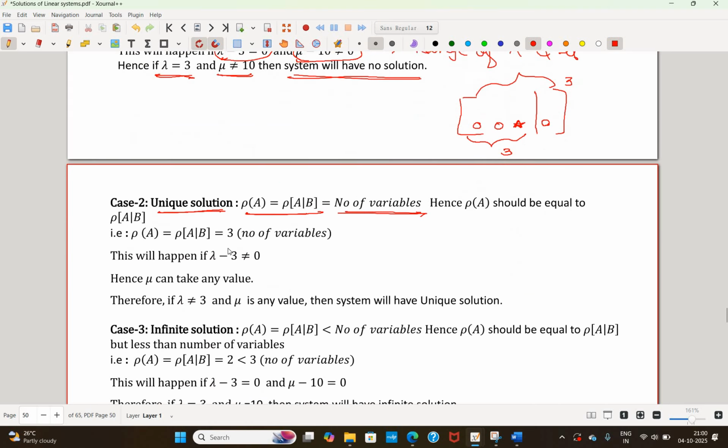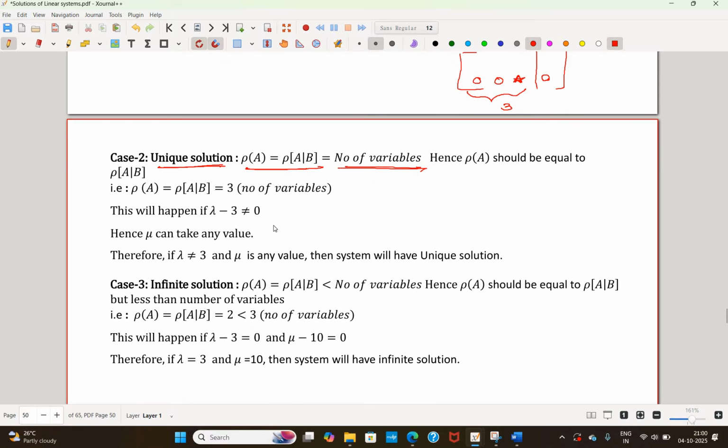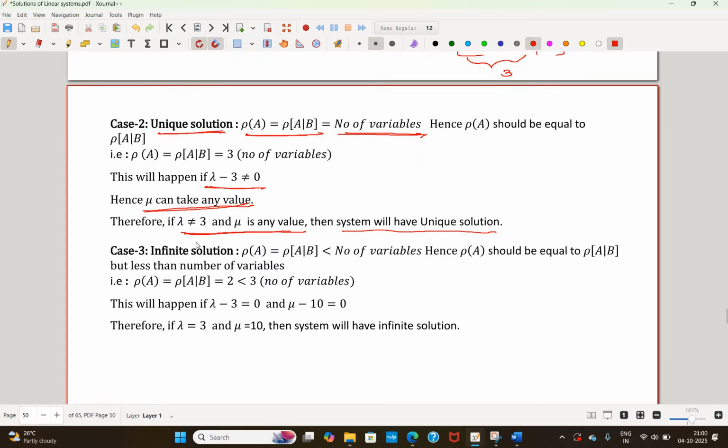Correct? So what range of lambda values and mu values do you have here? Lambda minus 3 should not be equal to 0, but mu can take any value. So this is the range, and for this range the system will have a unique solution. Right? Come to the next part.